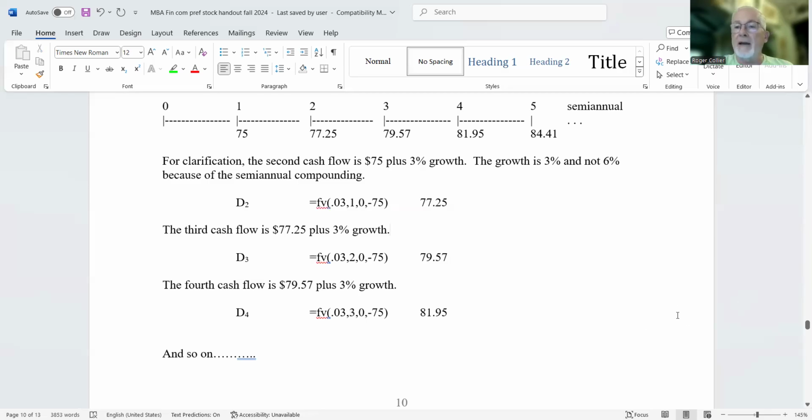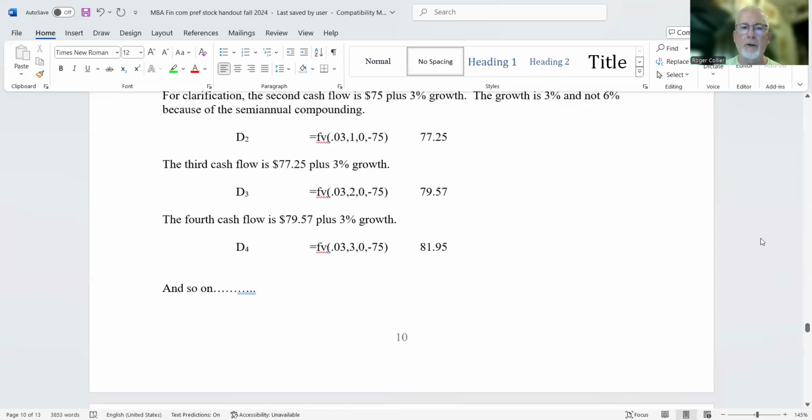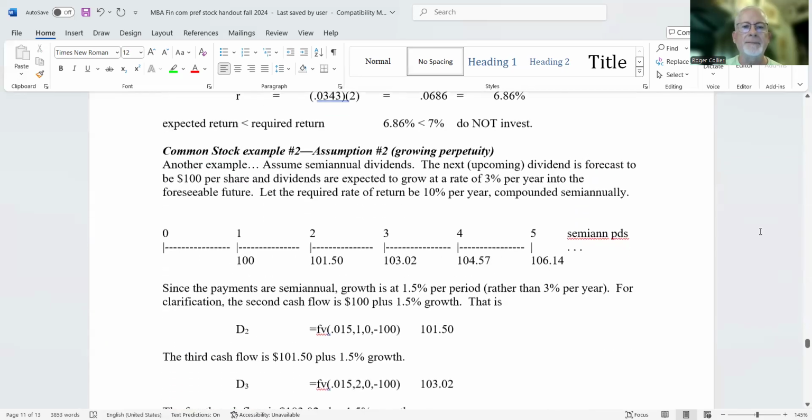Right? What's the point of that? Well, the point of that is just to be able to figure what the dividends are expected to be. And it's a simple future value calculation. Okay. All right.